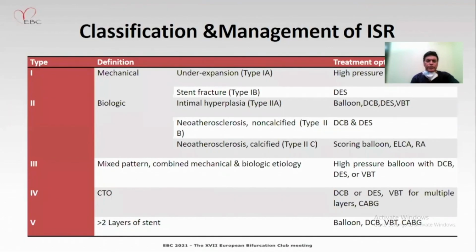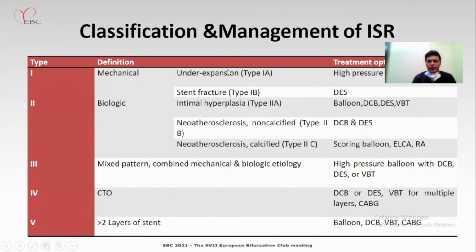And if you go to the classification and management of ISR, is it mechanical? Is it because of a biological cause, or a mixed pattern, CTO, or more than two stents? So based upon the etiology, you can also choose the treatment of choice.